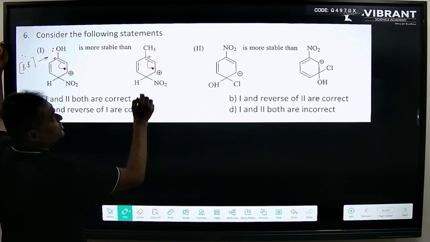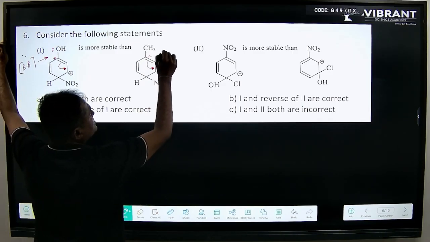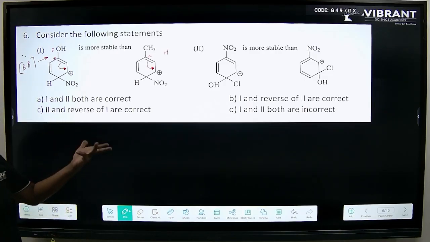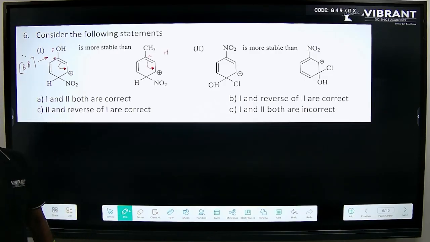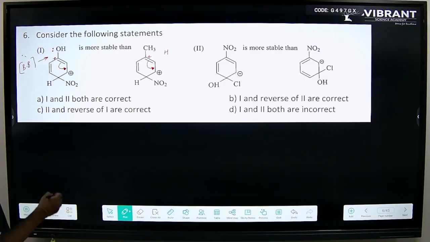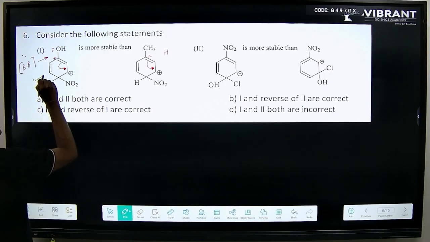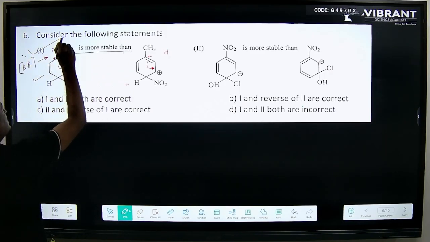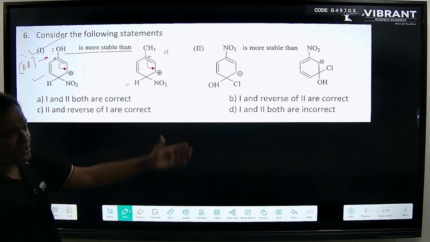And in this case, when you get a plus charge, can I have a case of hyperconjugation? Now, out of these two, both of them are a stabilizing effect, but which one is dominating? Yes, it is back bonding. That means this is more stable and this is less stable. That means this statement is correct. Now, same way come over here.